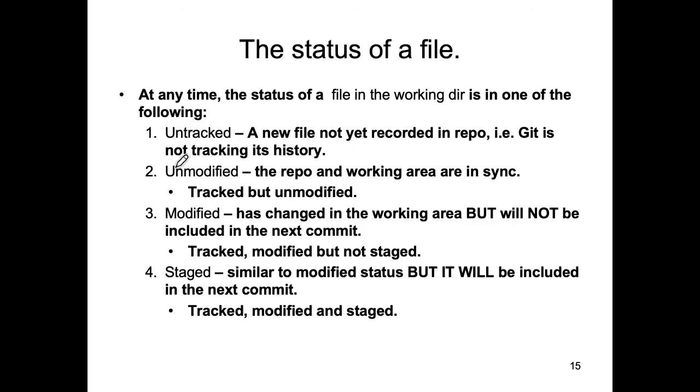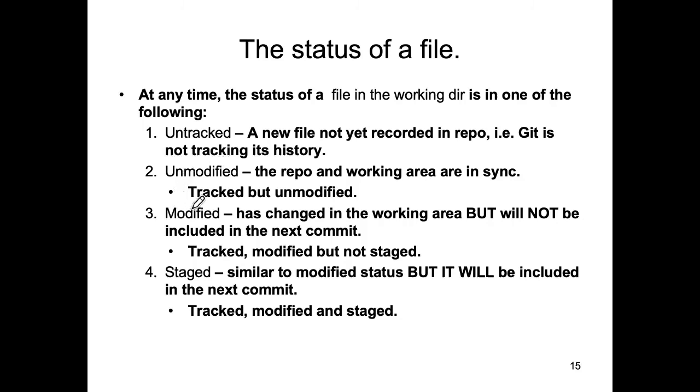The next one is unmodified. An unmodified file is a file that's in your working directory, but the repository has the most up-to-date version of that file. So the repository and the working directory are completely in sync. So the term that we would use from a status point of view is to say that that particular file is in an unmodified status in your working directory.